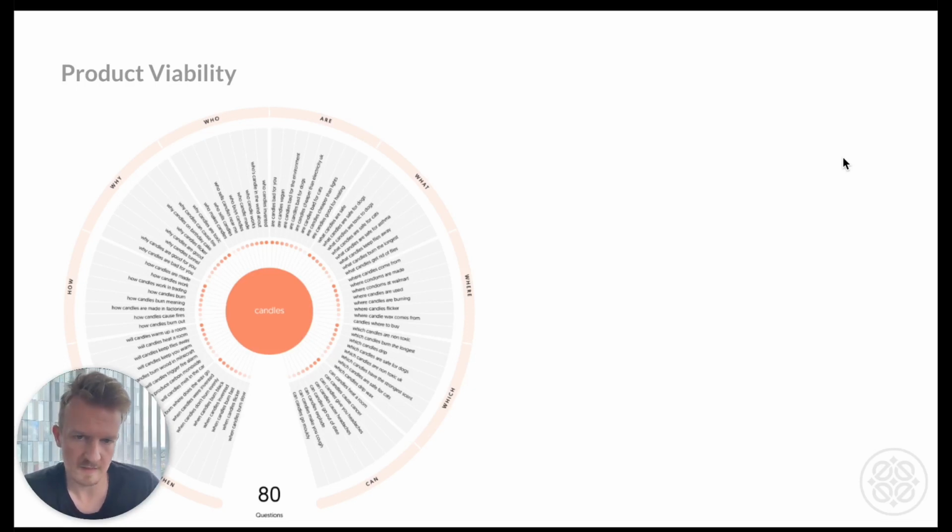So what candles are safe on the market? When we look at who makes candles, really generic questions, but it gives you an idea, like, are people searching for stuff on your product? That gives you an idea of potential viability when it comes to a product idea.